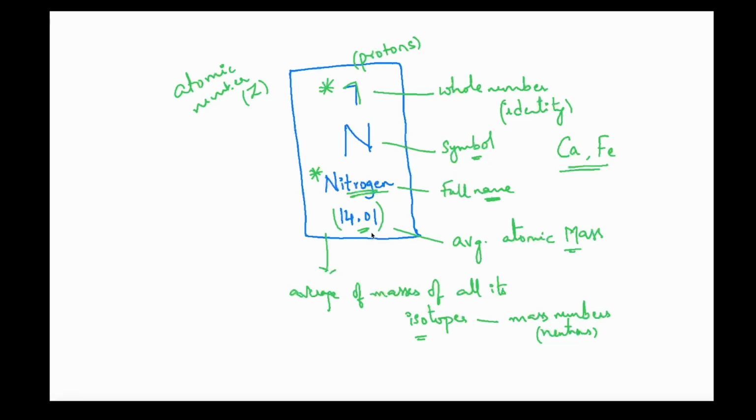So this is how the representation is on the periodic table, and this is what these numbers and letters indicate in the periodic table.